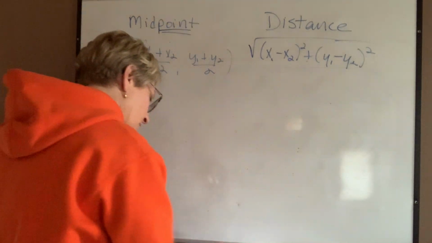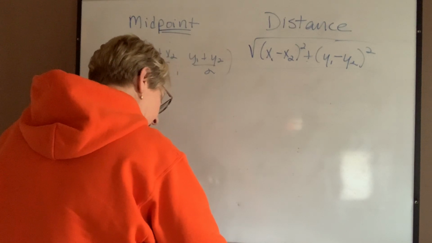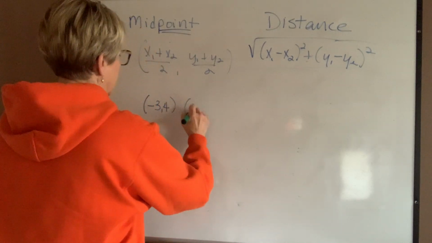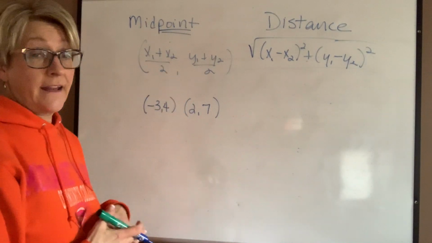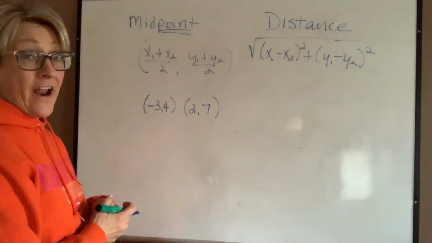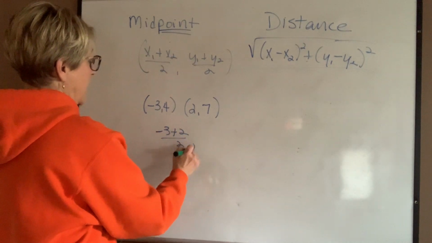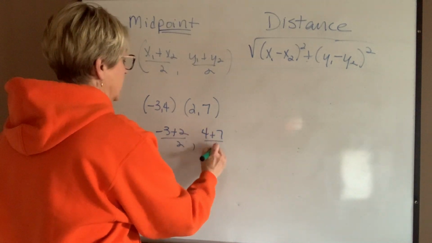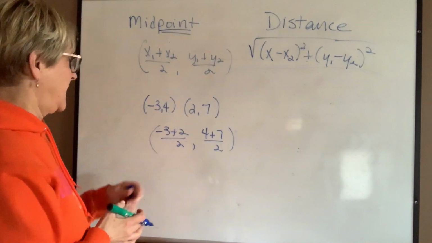Okay, so let's go with, what do we have here? Let's say we want to find the distance between -3, 4 and 2, 7. Okay, we're going to find the distance as well as the midpoint. So let's go with the midpoint first. We're going to add our x values together. So -3 plus 2, divide that by 2. 4 plus 7, and divide that by 2. Pretty easy. We'll finish the arithmetic here.